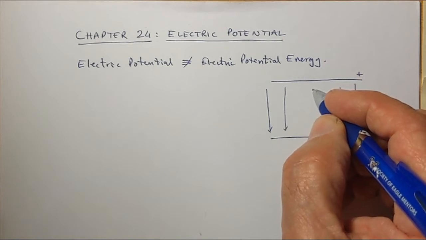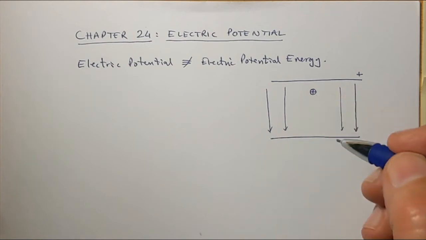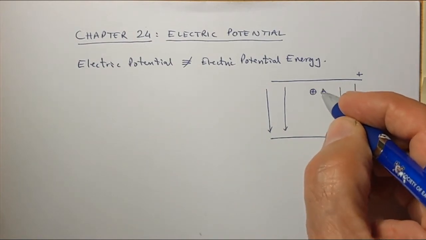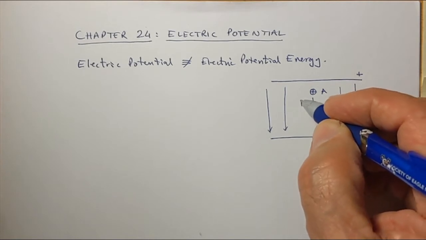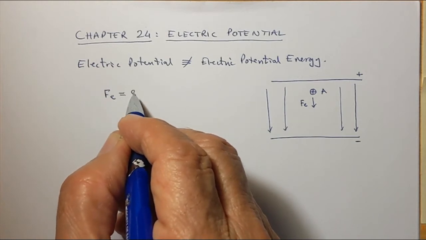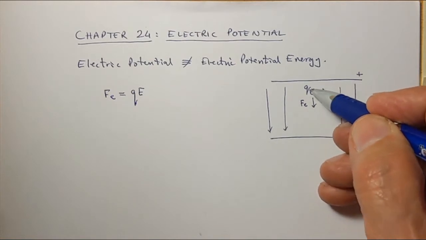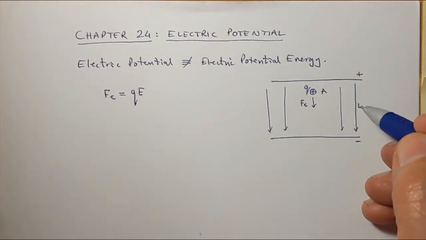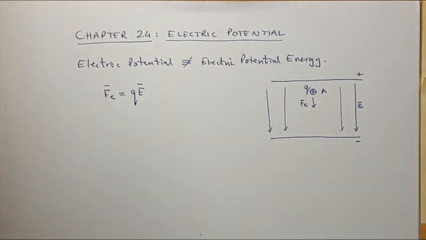Now at this location, if we have a positive charge held over here, that's the point A, and if we release it, there will be a force on this charge which we can write as Fe, and that electrical force on it is going to be Q times the electric field. Q is the charge and E is the strength of the electric field. That will be the force, and it's going to be a vector. The force is in the same direction as the electric field because this is a positive charge.